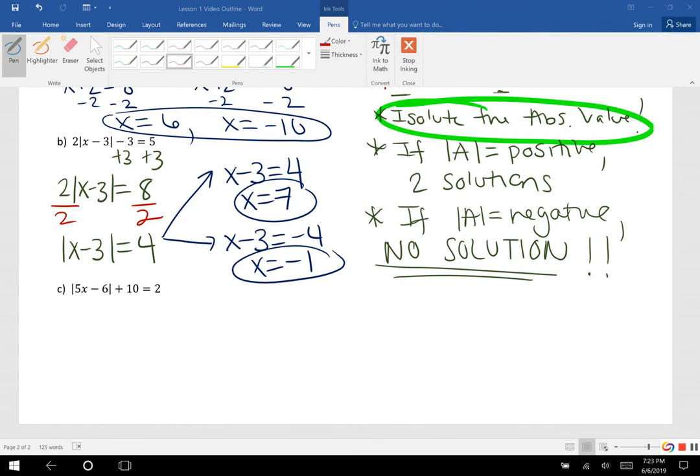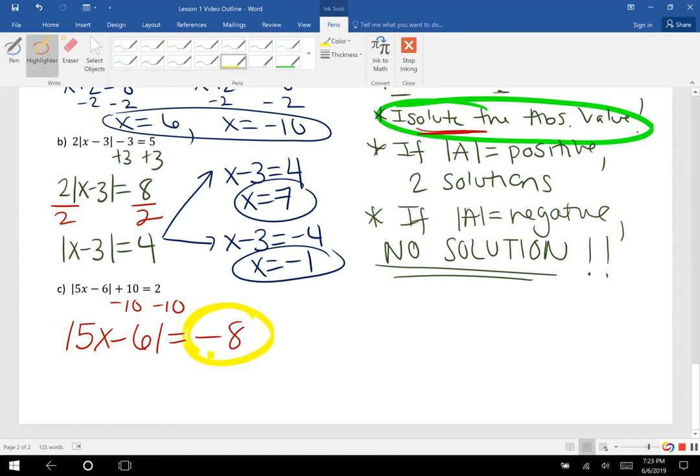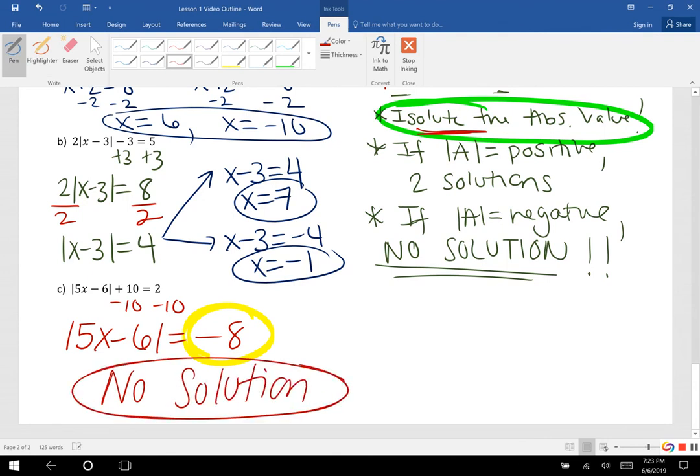Let's take a look at one more example. Same process, we have to isolate that absolute value. So in this case, that would mean minus the 10. So now I've got absolute value of 5x minus 6 equals negative 8. Now all of a sudden I have absolute value equals a negative number. That's not possible. Absolute value can never equal a negative number. It's always positive. And so when you get to this stage, you can actually stop and just write on your paper, there is no solution. This equation has no solution.